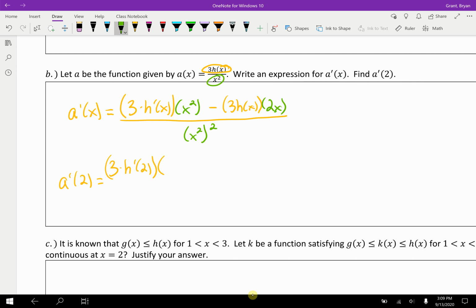2 squared is 4. I think we can do that one. No reason to skip it through or take any more time than we have to. This is 2 right here. And then 2 times 2 is again 4. Very exciting. All divided by 4 squared. Can we stop here? Well, no, we can't stop here.